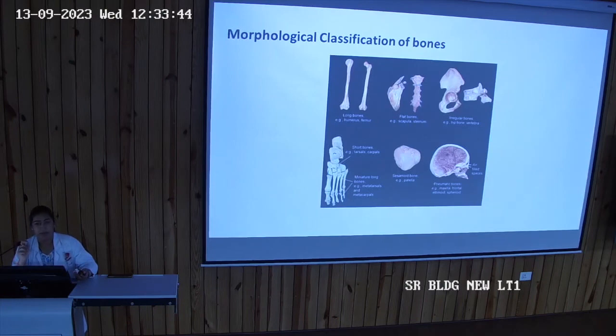Pneumatic bones. Pneumatic, as the term says, have air cells. So the sphenoid bone has air cells. The maxilla in the face has air cells. The mastoid bone has air cells. So they come under the pneumatic bones.